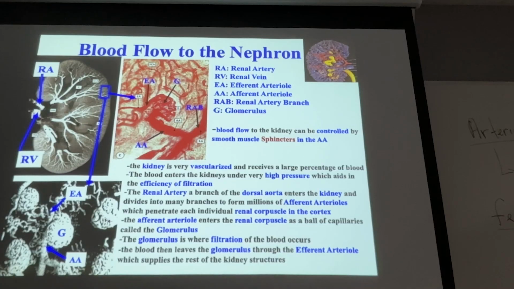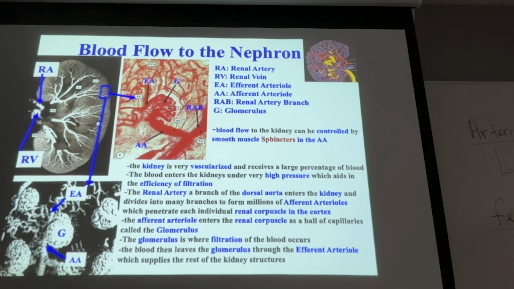And what I want you to notice, and I should have made this a bigger picture, notice all the arteries as they come in, this is the hilus, right? They branch and get smaller and smaller and smaller as you move towards the cortex, right? Because that's where the capillaries are. That's where your glomeruli are.